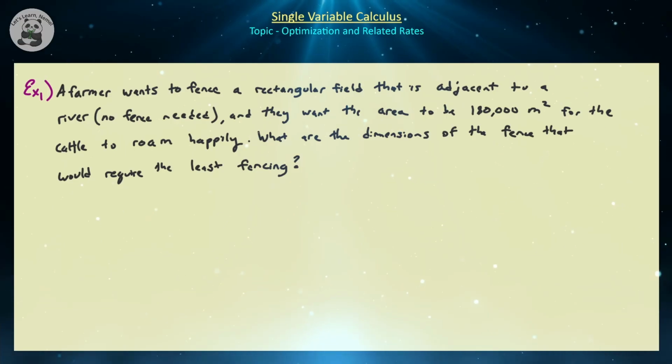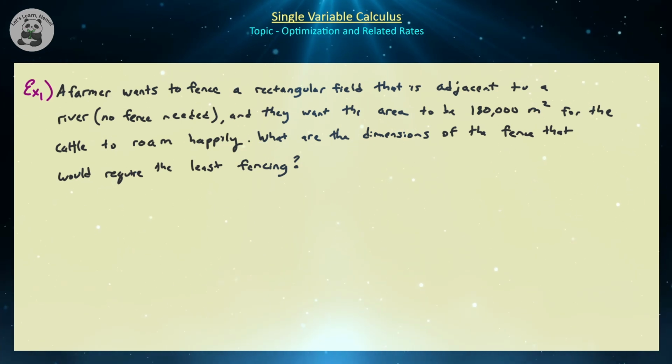So let's suppose that we have a farmer and they want to fence a rectangular field that is adjacent to some river, and let's assume that we do not need any fencing along that river. In particular, maybe the animals cannot swim, so you don't have to worry about them swimming away. And let's assume that they want the area to be 180,000 square meters so that the cattle can roam happily ever after. What are the dimensions of the fence that are needed in order to require the least amount of fencing, possibly for cost purposes?